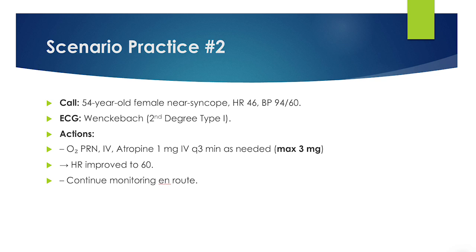Another scenario: a 54-year-old female, near syncope, heart rate 46, BP on the soft side. You get an EKG and it's a Wenckebach, so second degree type 1. Put the pads on, start an IV line, give atropine and IV fluids. Once the heart rate improves, we don't need to give any more atropine, and we continually check the blood pressure en route.